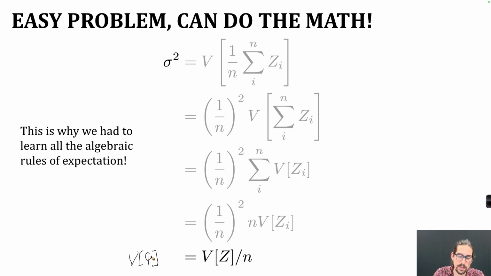We know that it's going to be as variable as any one of the individual observations in the population divided by however many samples we get. Okay, and as a side note, this is why we spent time learning all of the algebraic rules of expectation, the concept of variance, all of that stuff. To understand this relationship, you need to be able to do that.